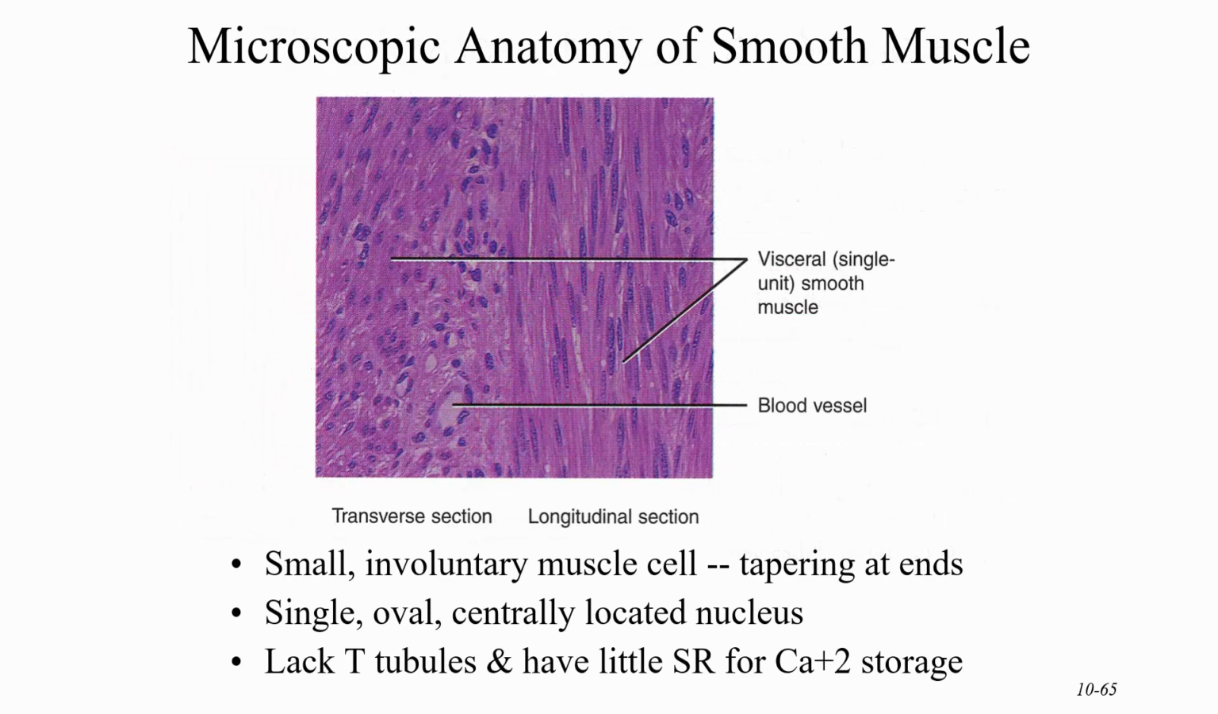And microscopically, this is what smooth muscle looks like. And again, some people can confuse this with dense regular connective tissue. It's just a matter of training the eye to tell the two apart. It's going to have small, involuntary muscle cells that taper on the ends. It's going to have a single oval centrally located nucleus. Now, it lacks T tubules and has little sarcoplasmic reticulum for calcium storage.